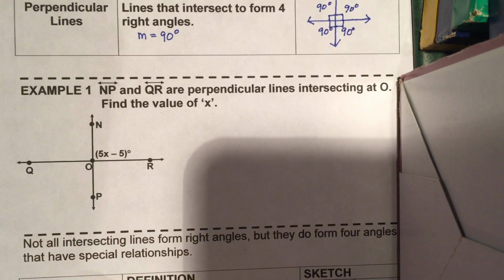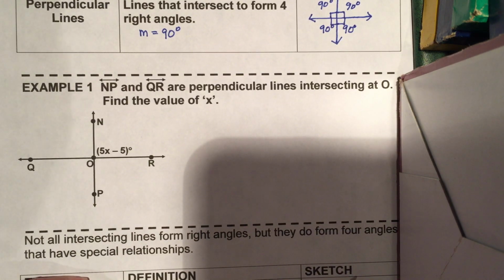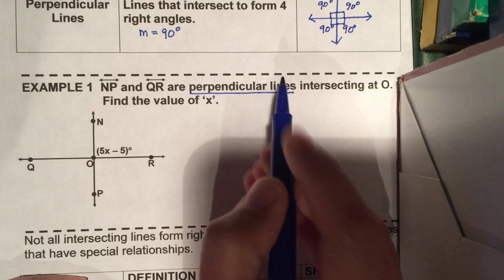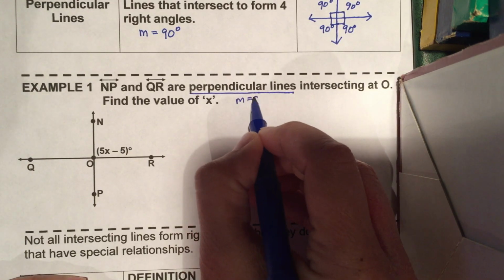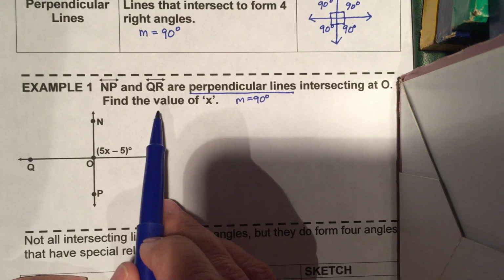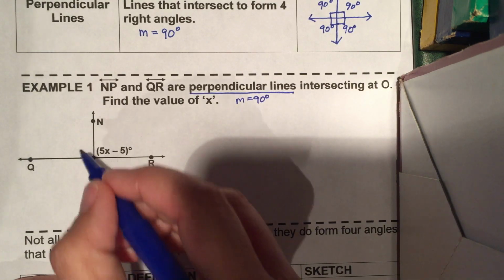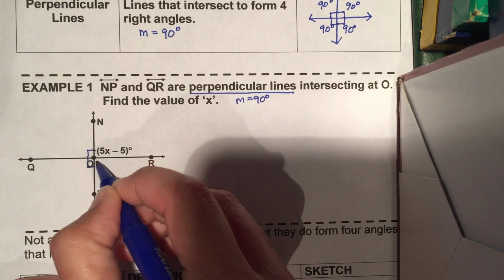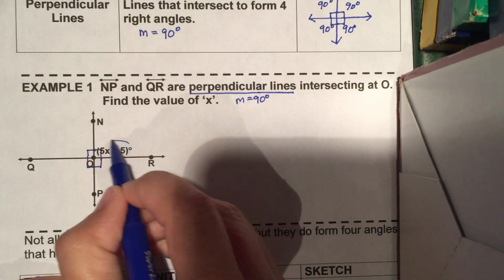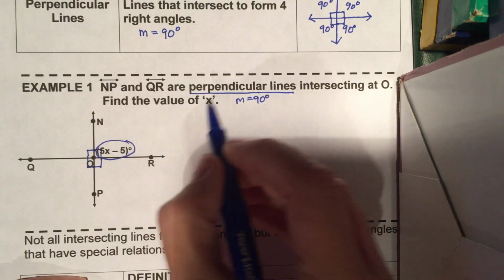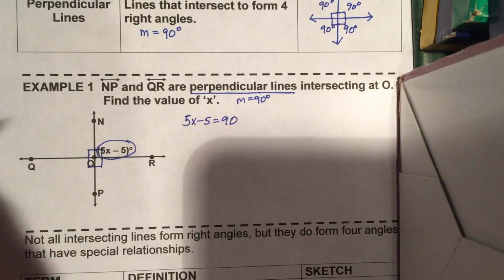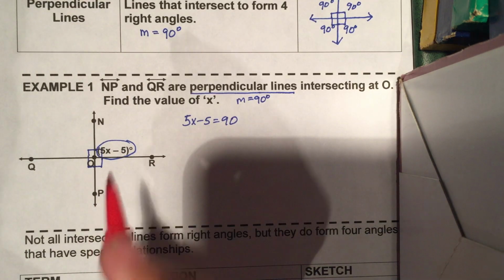So let's look at example 1. Example 1 says line NP and line QR are perpendicular lines. So right off the bat, perpendicular, the measure equals 90 for each of the angles. They intersect at point O. Find the value of x. Well, I know all of these are going to be right angles because the lines are perpendicular. So I know that 5x minus 5 has to equal 90. So from here, I'm just going to solve it out like an algebra problem.